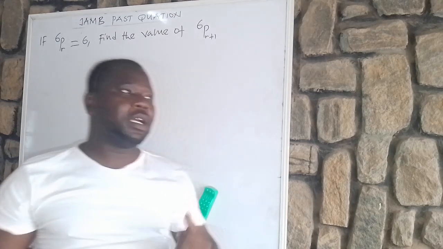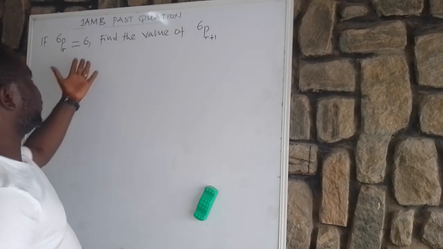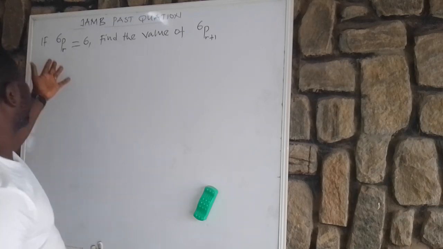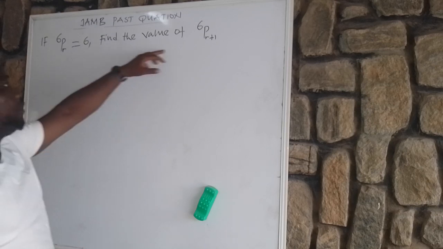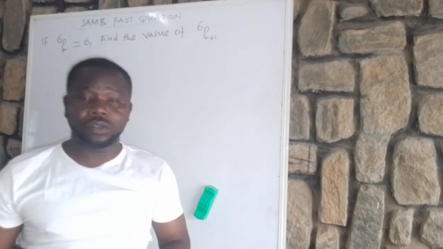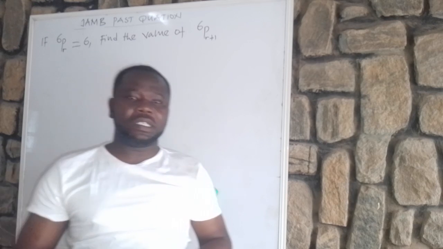In this video, I will be solving from a JAMB past question, and here is the question: if 6 permutation r equals 6, find the value of 6 permutation r plus 1. As simple as ABC.